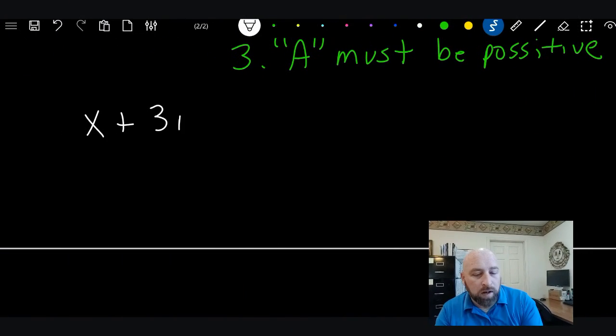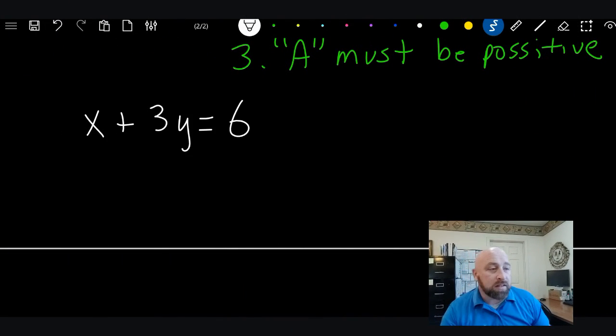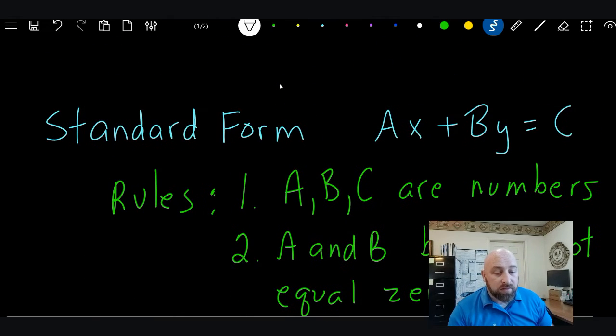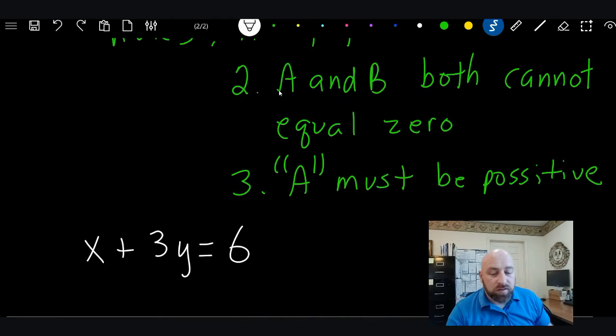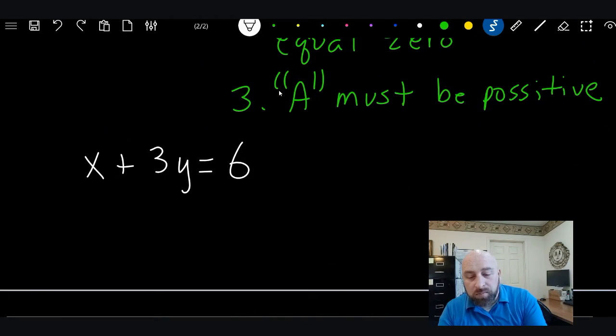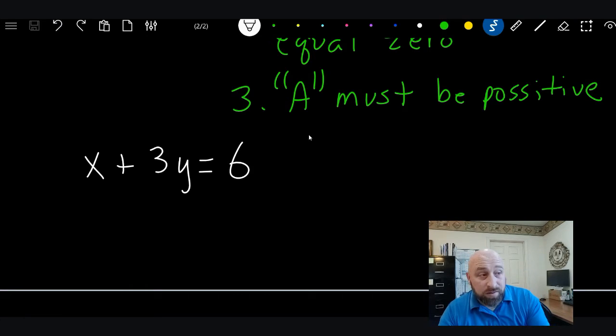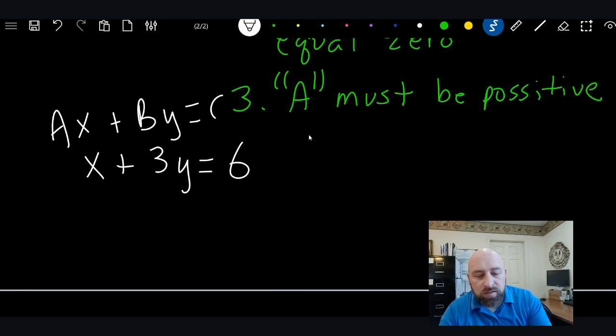Let's go back to page 99 now and look at this one. Here is a problem: x plus 3y equals 6. Is that in standard form? That's our first question to ask ourselves. Look at standard form right here: Ax plus By equals C. So what is standard form? Standard form is Ax plus By equals C.